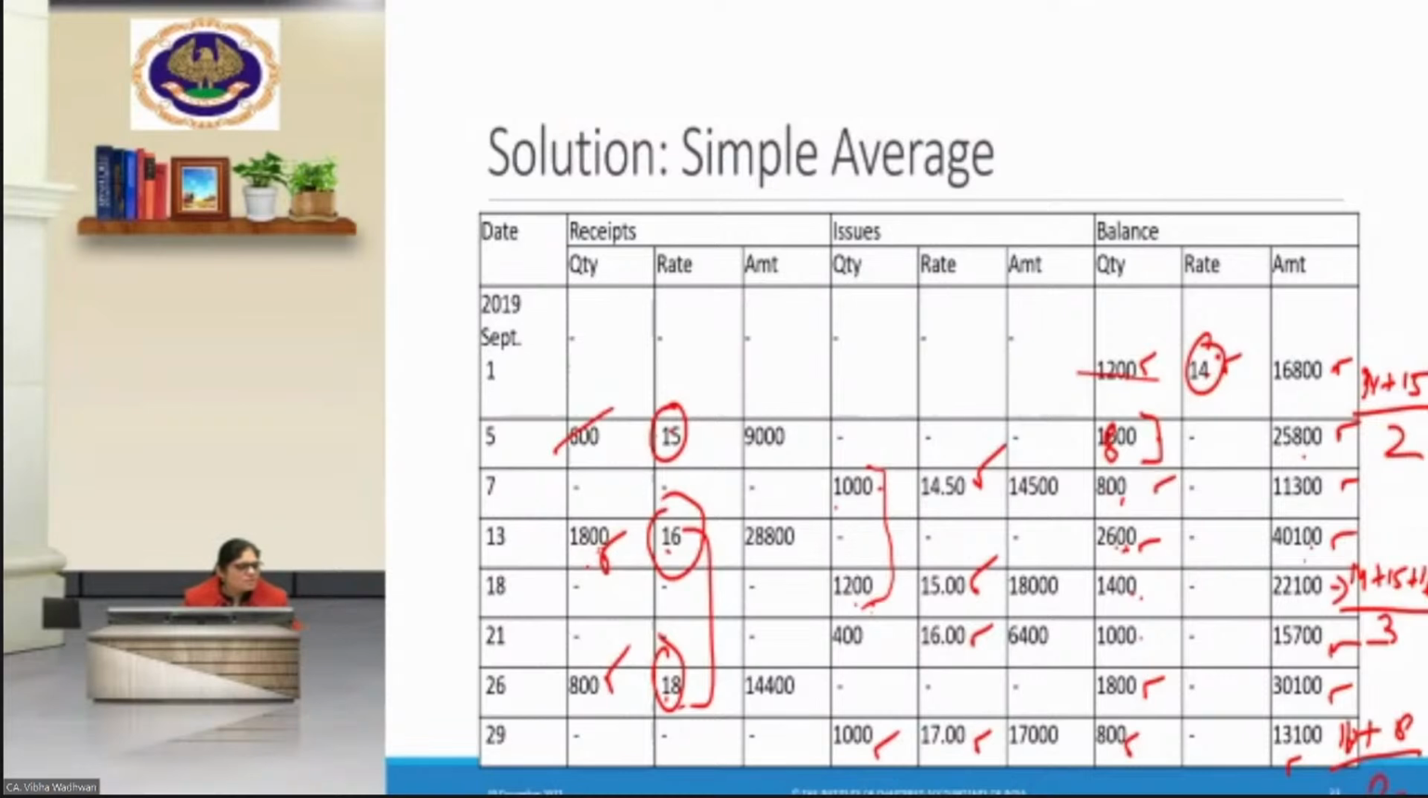Harshu, we will see as per FIFO method. Simple average can be clubbed with FIFO method. So the lots which we have purchased first will be issued first. The lots which are in stock will be issued first, and for the balance of the stock, the rates we will be taking. All right.